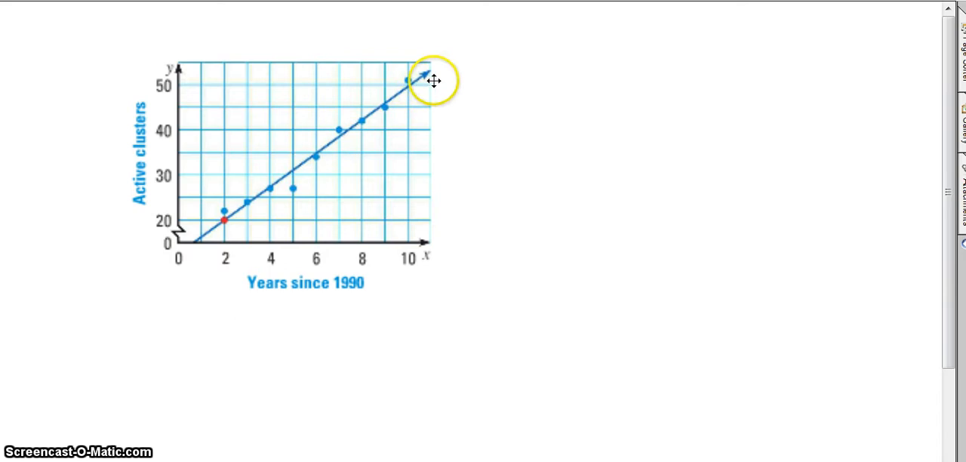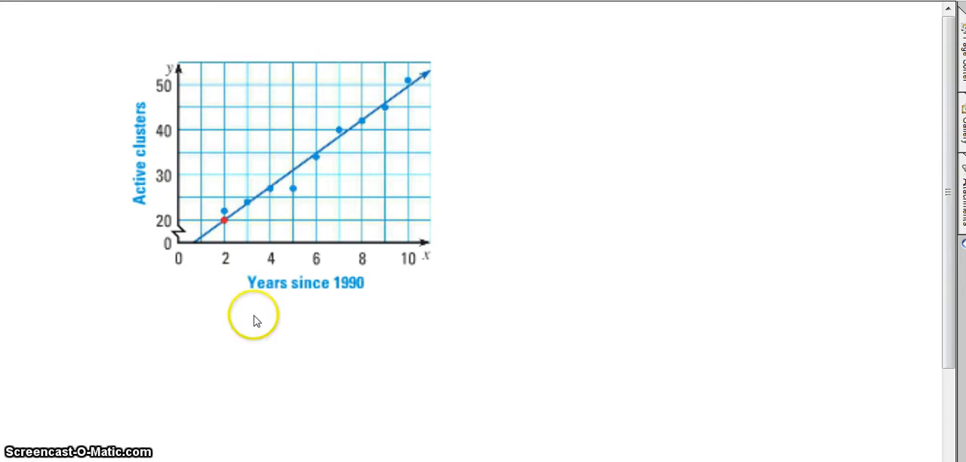So they've put a best fitting line. So if we were using linear interpolation, we throw out the actual points found, and we use our line to make an estimate, right? So we could say that in approximately 1990, in 1999, how many clusters of birds would you estimate?